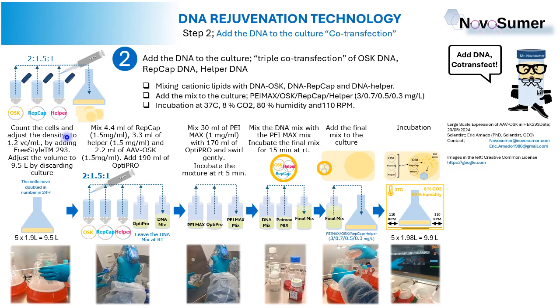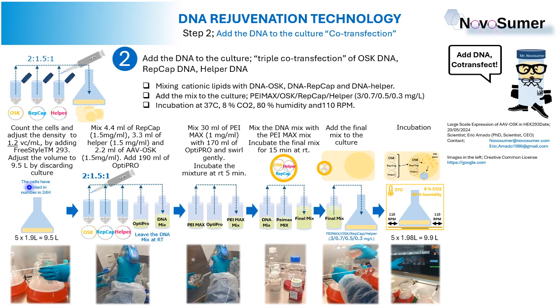We count the cells and adjust the density to 1.2 million per milliliter. And how do we adjust the density? Remember, by adding the fresh medium, FreeStyle 293. So in this step, we just make sure that everything is all right, and we adjust again the density by adding the medium.